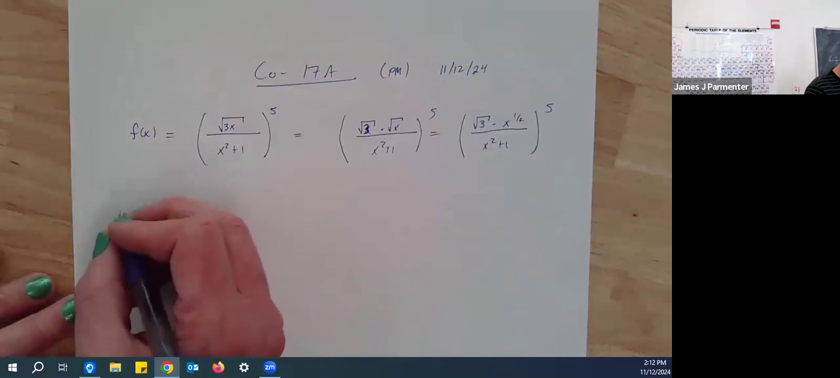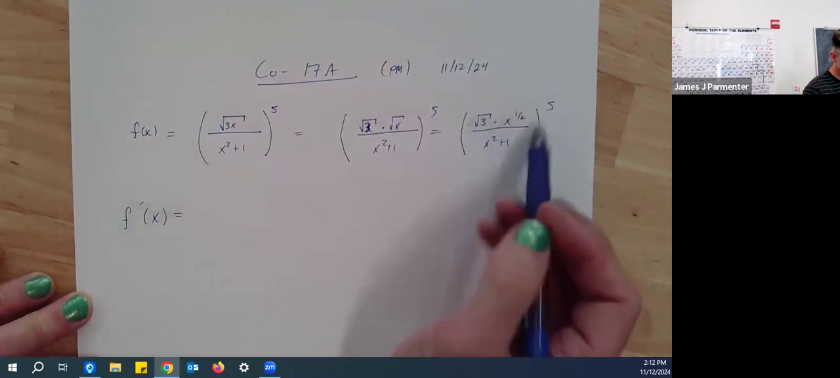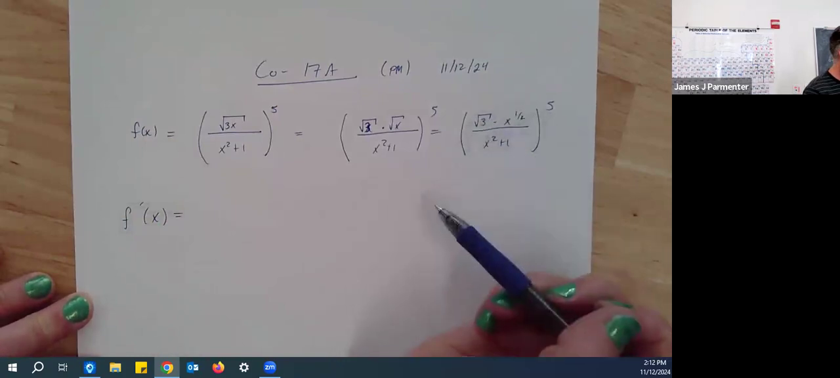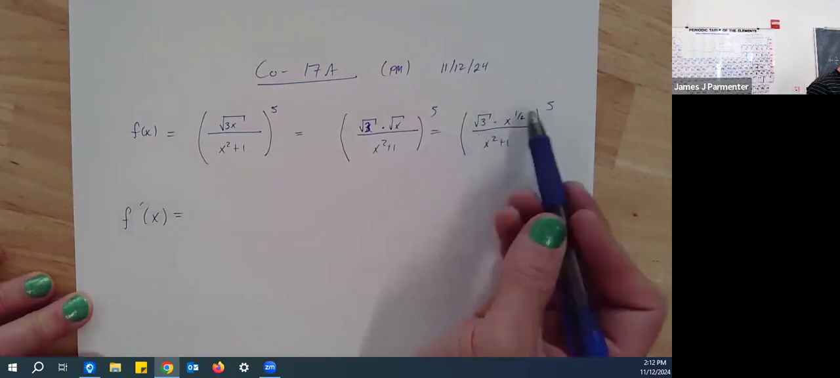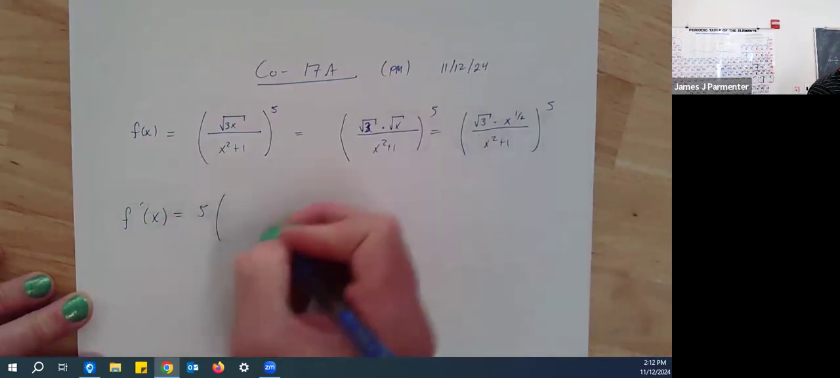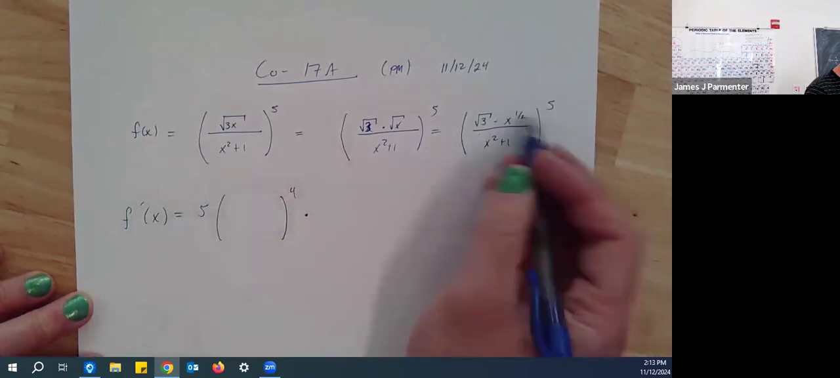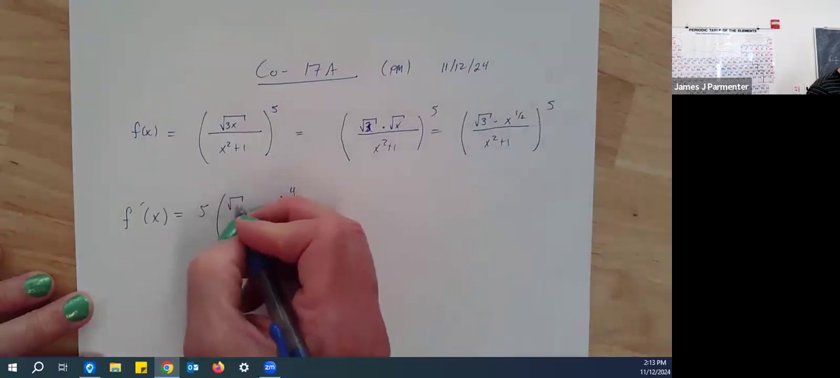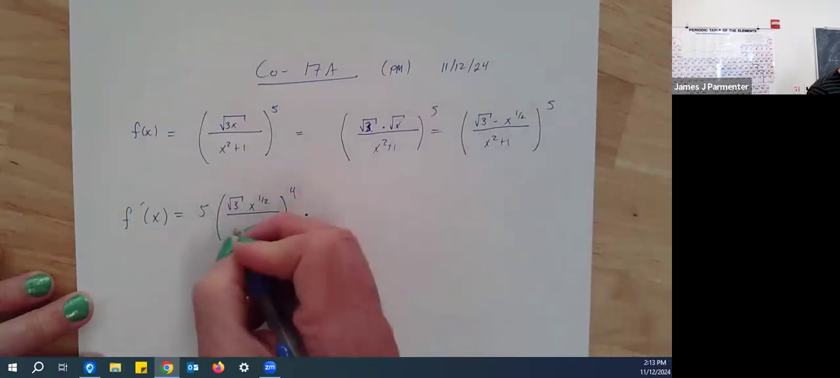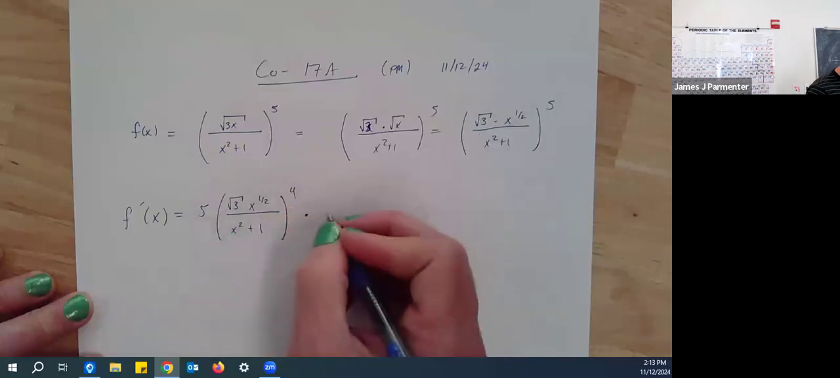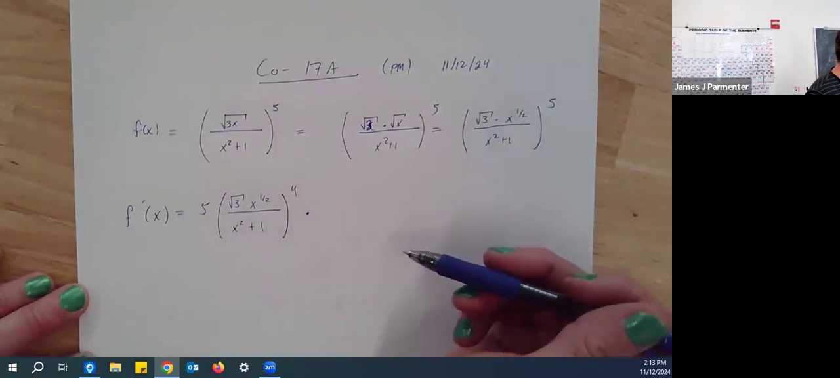So taking the derivative, we have a bunch of stuff raised to the 5th power. The derivative of x to the 5th is 5x to the 4th. The derivative of stuff to the 5th is 5 times your stuff to the 4th, and then we multiply by the derivative of that stuff. We still have the square root of 3 times x to the 1/2 over x squared plus 1. Now we're going to multiply by the derivative of all this inside stuff using the quotient rule.